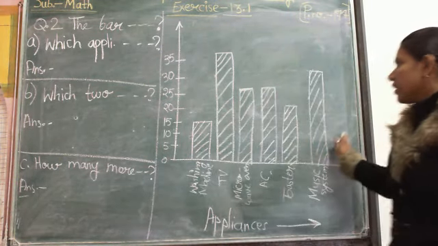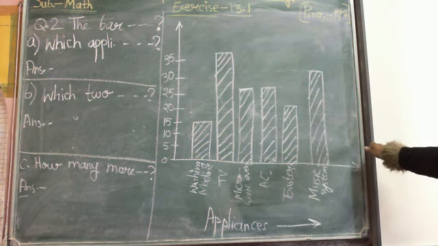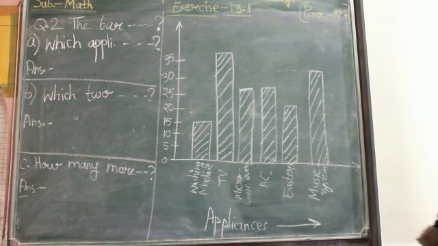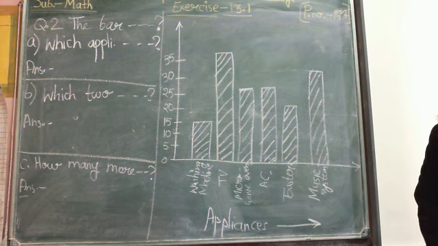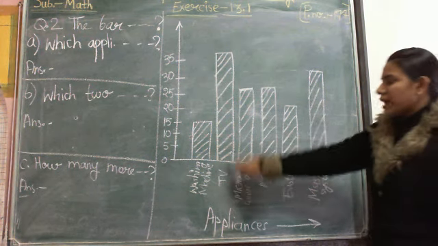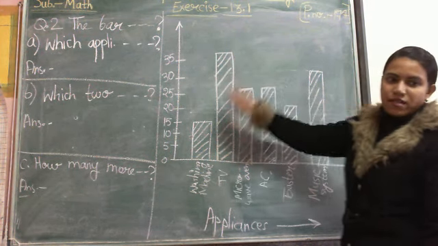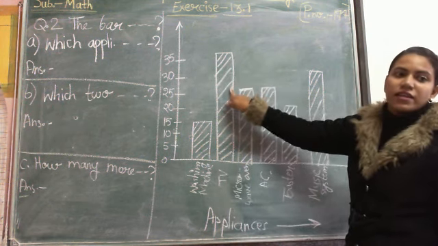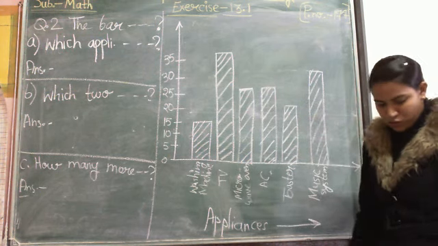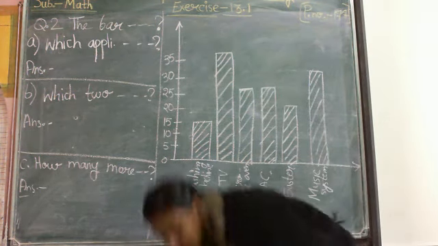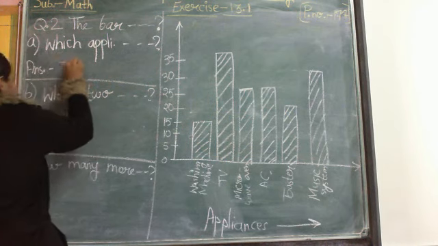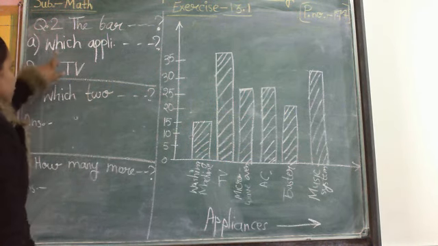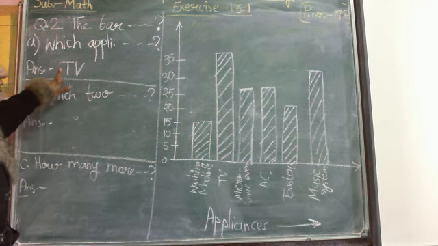Observe the bar graph carefully and tell me which item is sold the most, or in maximum number. By observation we see that the bar of the TV is the highest. Among all the bars, the bar of the TV is the longest. It means TVs were sold the most. So, which appliance? TV. The answer for question number A is TV.